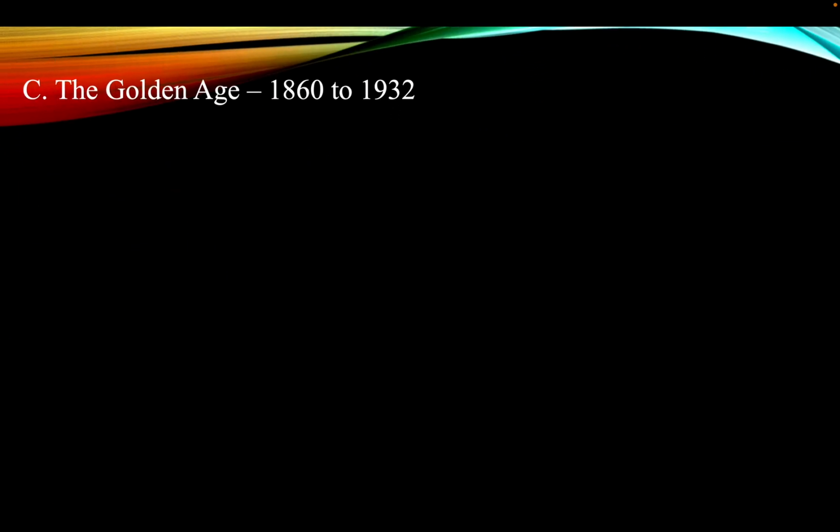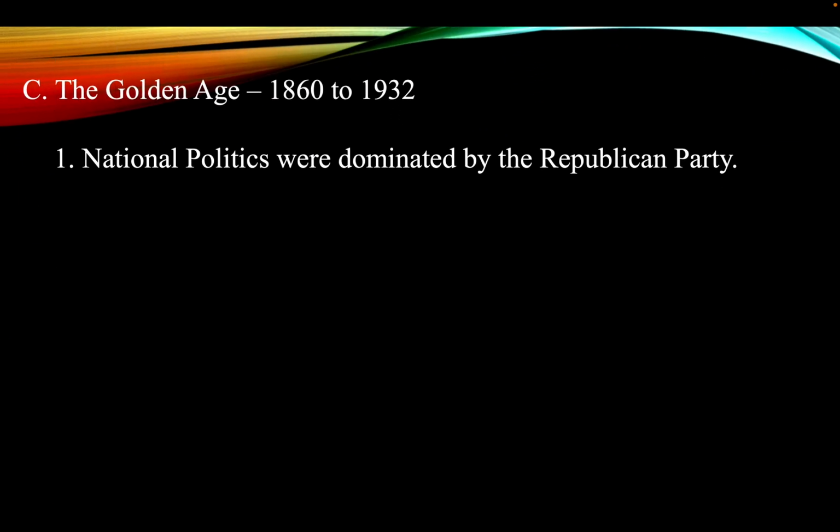The Golden Age, 1860 to 1932 as it's defined. National politics, we're going to have national parties. The Golden Age starts in 1860. That is the start of the Civil War. The Democratic Party doesn't dissolve, but it breaks up into Northern Democrats and Southern Democrats, and then you've got the border states that develop their own party. The Republicans are in the North. There are no Republicans in the South at that point.